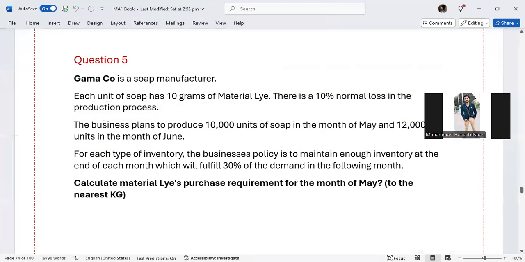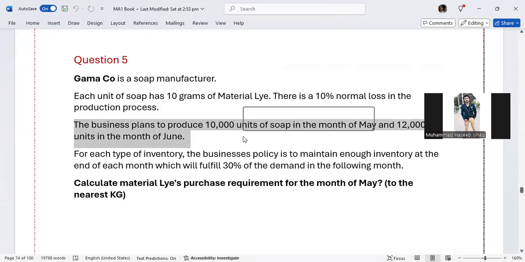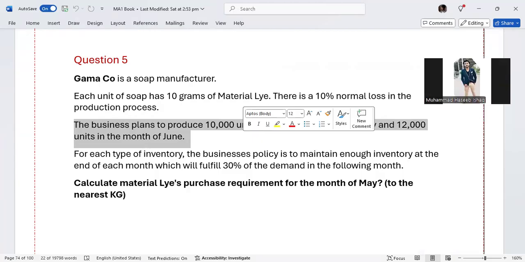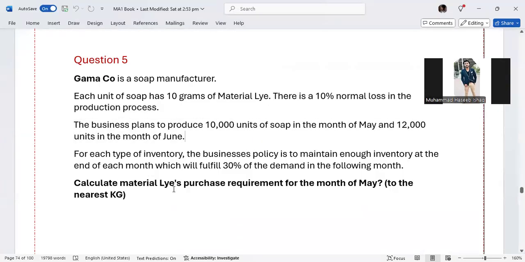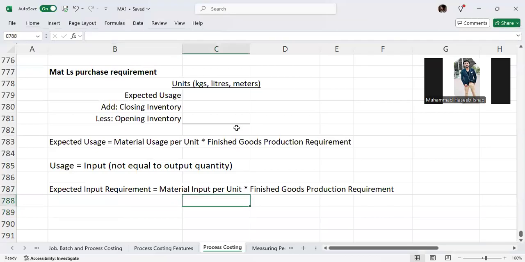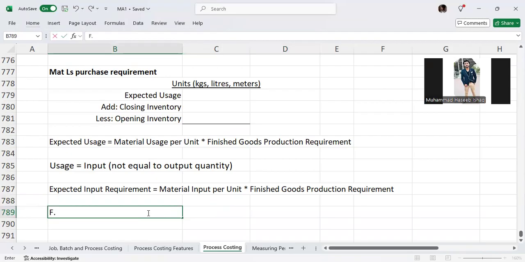So now finished goods production requirement is given. The business plans to produce 10,000 units of soap in the month of May and 12,000 units in the month of June. Right? So for which month are we going to calculate the purchase requirement? We need to calculate for the month of May. So obviously we are going to use the data for the month of May. So production requirement for May is 10,000 units. So finished goods production requirement is what? 10,000 units. So we need to find the material input requirement, because finished goods production requirement is already given. We don't need to do any further working on it. So it is 10,000 units.